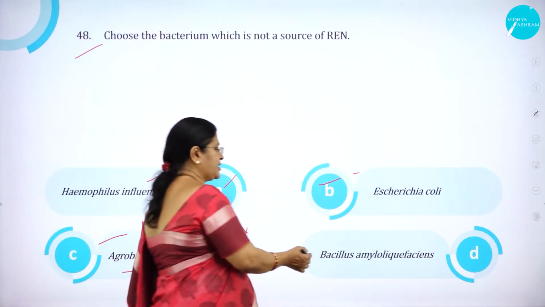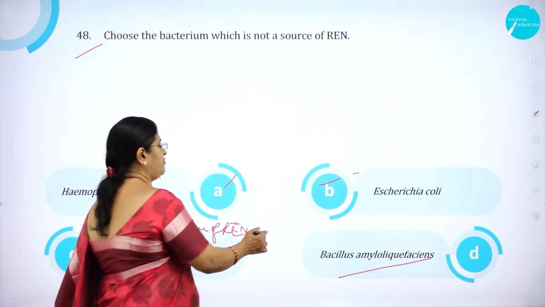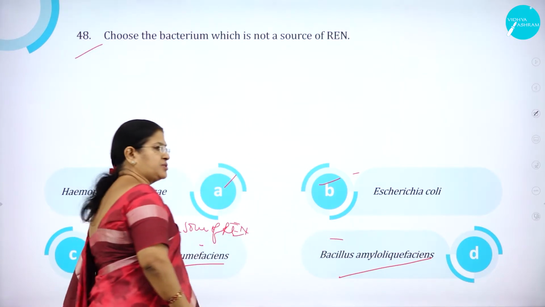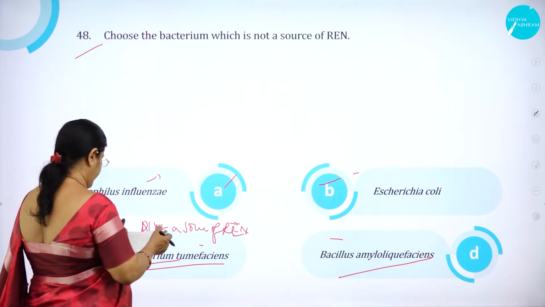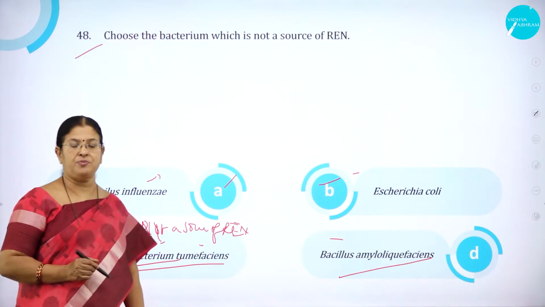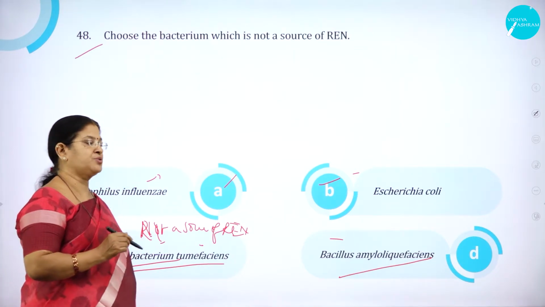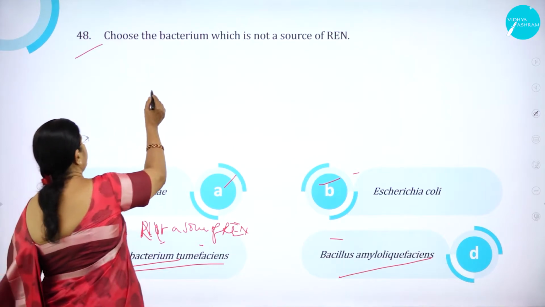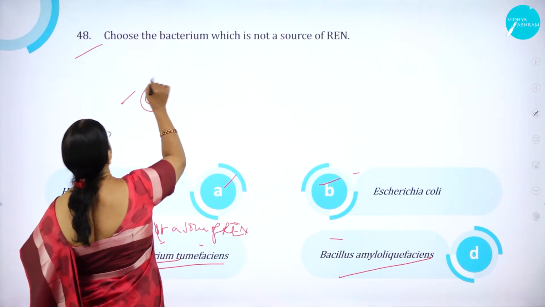Then Bacillus amyloliquefaciens, it is a source of REN. So all three are sources of REN except for Agrobacterium tumefaciens. So the correct option for the 48th question, choose the bacterium which is not a source of REN, is C, that is Agrobacterium tumefaciens.